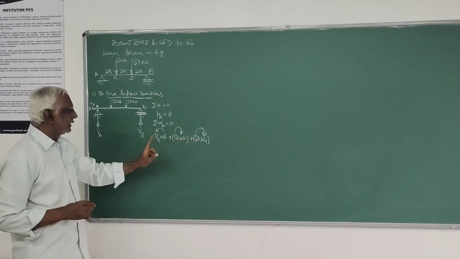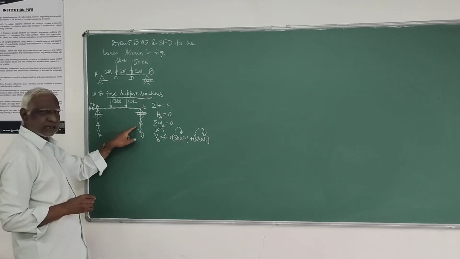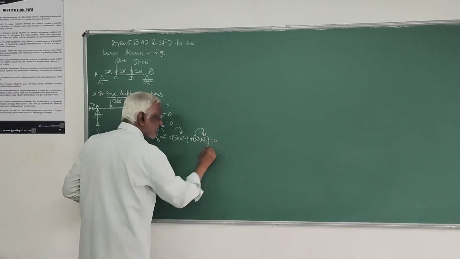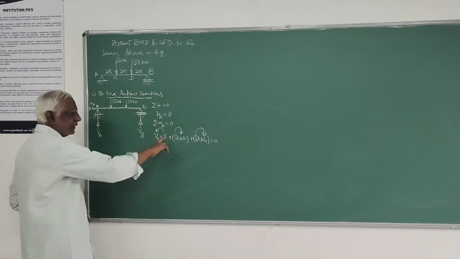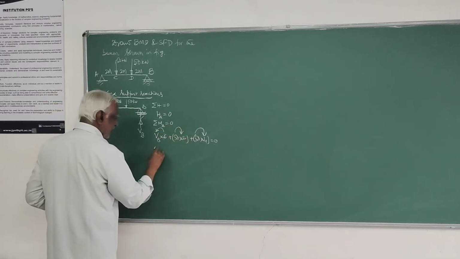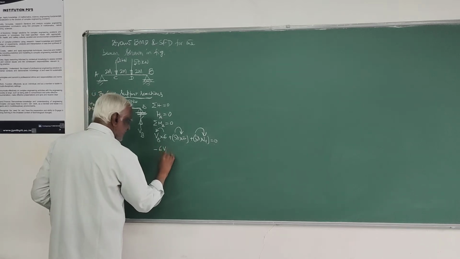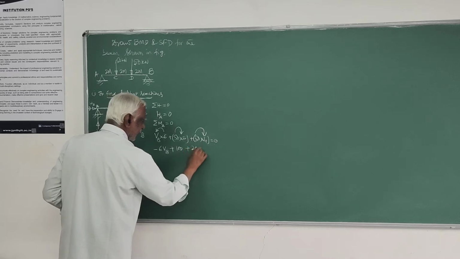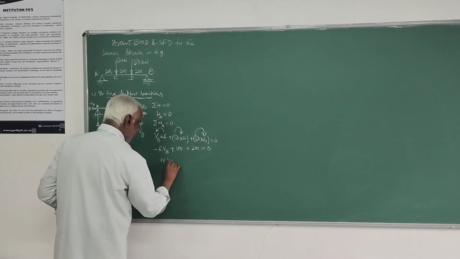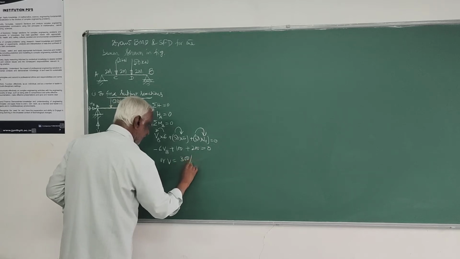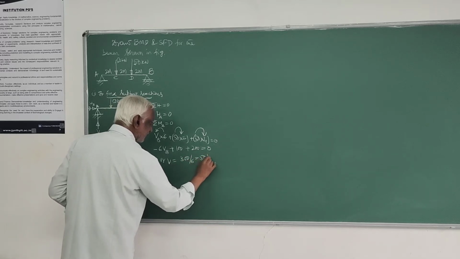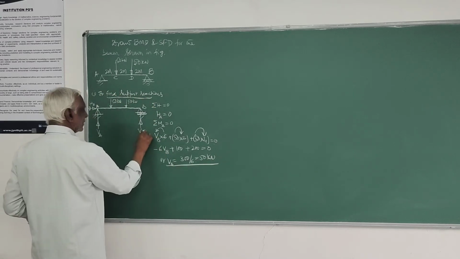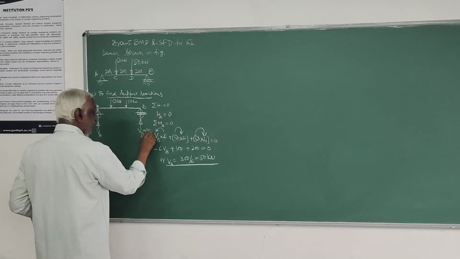So the sum of moments due to all the loads, including the unknown support reactions, about point A has to be 0. Now you can attach a sign convention. If you take clockwise moments as positive, you will get minus 6 VB plus 100 plus 200 equals 0, or VB is equal to 300 by 6, that is 50 kilonewtons. VB you will get 50 kilonewtons.